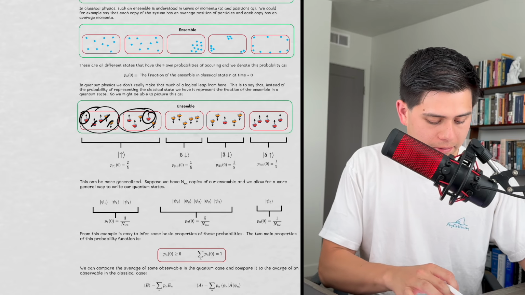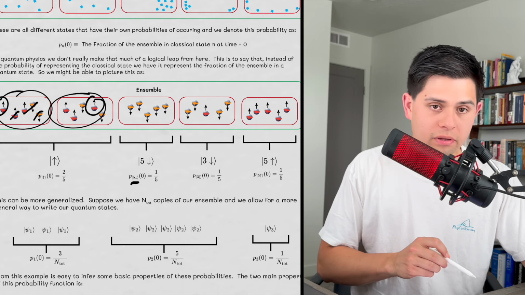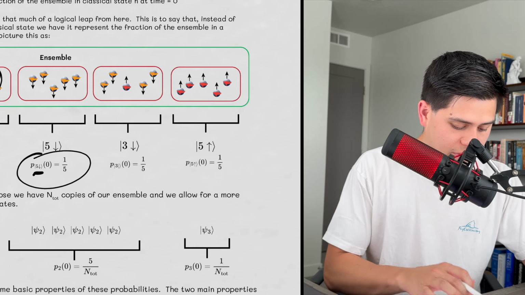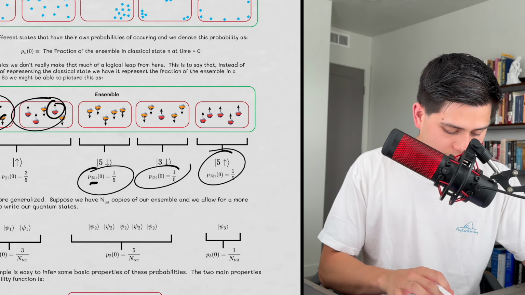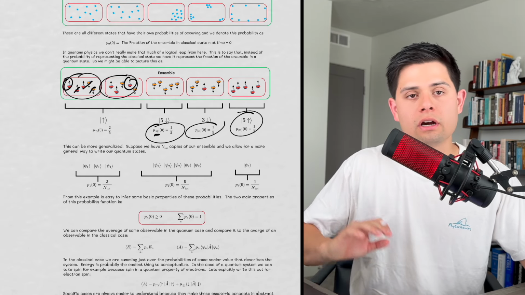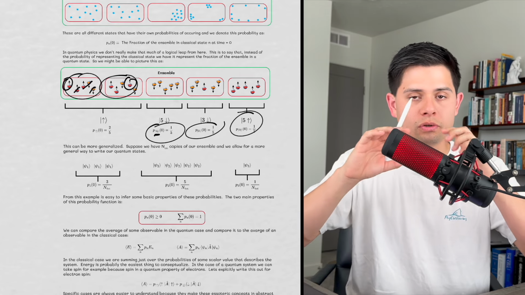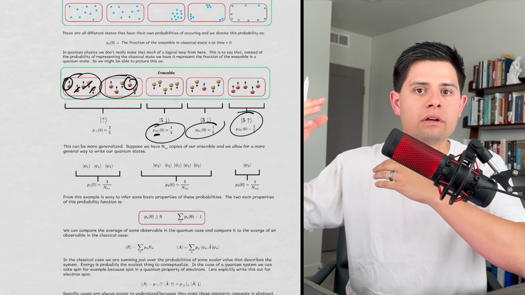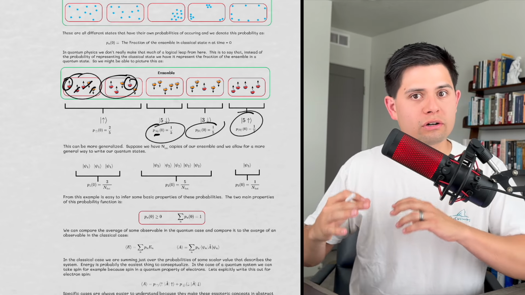All right. And then we have the same thing here, right? So for 5 downspins, the probability is going to look like this. And then same thing, we have 3 downspins and 5 upspins. All right. And so this is how we are going to understand this probability. The probability is a fraction. And so it's going to be related to the likelihood by which we observe this system. Okay? So this can be more generalized now.